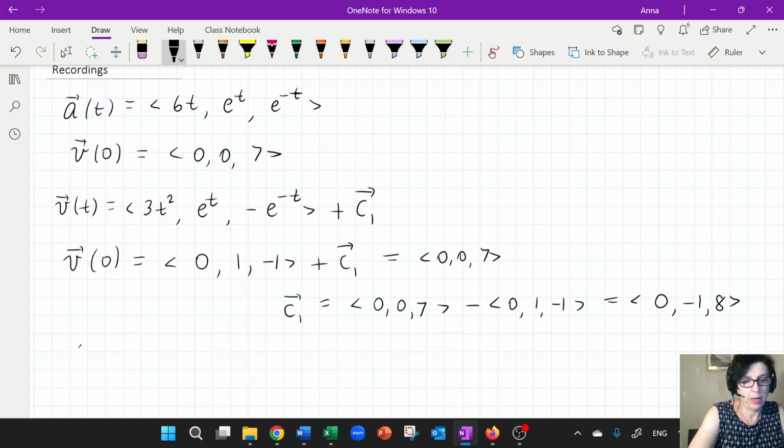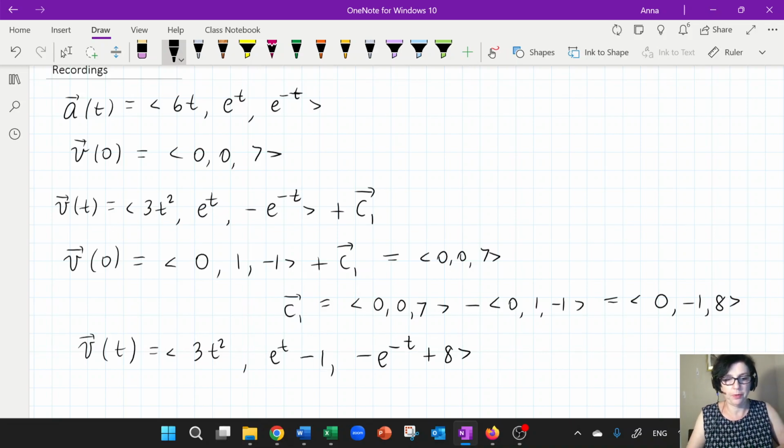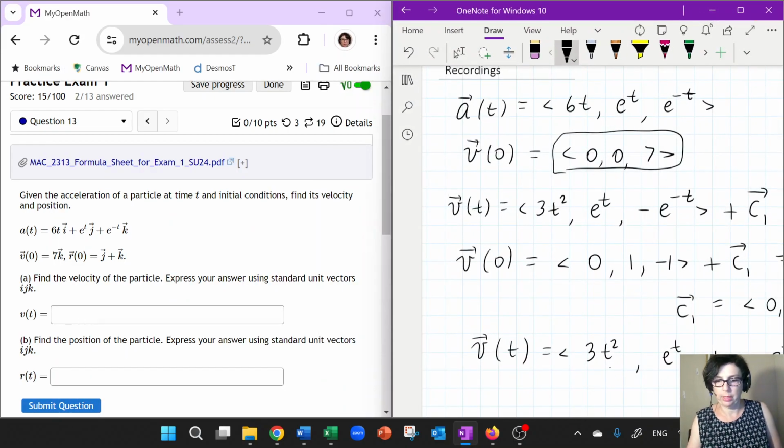So for the final answer for velocity, I am just adding that vector to my 3t squared. So 3t squared will stay, e to the power t minus 1, and then minus e to the power negative t plus 8. That's the final answer for velocity. By the way, to check your answer, plug in t equals 0 in here and see if you get 0, 0, and then positive 7, which I do because e to the power 0 is 1, remember? So it looks like that works.